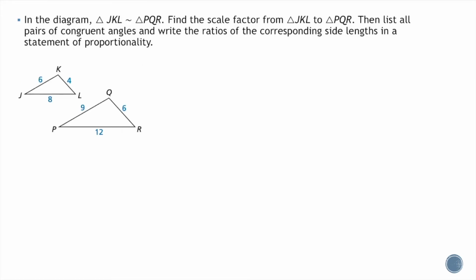Now let's take a look at how we do this. So we know that in this diagram, triangle JKL is similar to triangle PQR. I'm asking you to find the scale factor from triangle JKL to triangle PQR. So what does that mean? Well, I want to go from the pre-image to the image. This is important because our scale factor is the image divided by the pre-image.